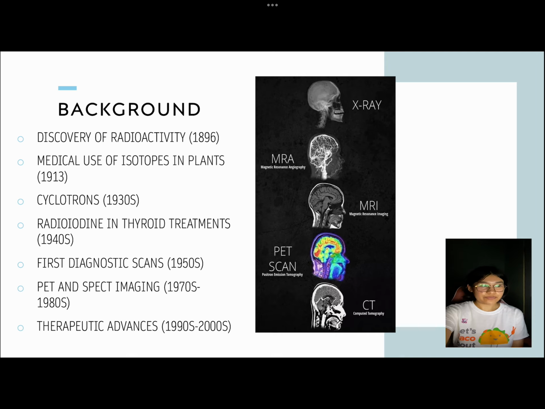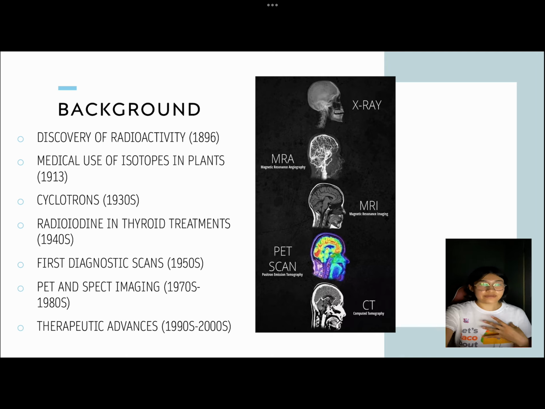Then we have the PET and SPECT imaging in the 1970s and 1980s. These images, the positron emission tomography and the single photon emission computed tomography, offered not just structural imaging, but they provided functional and metabolic information. They were effective in detecting metabolic activity in tissues, making them highly valuable in oncology, which is the study of cancer, neurology too, and cardiology.